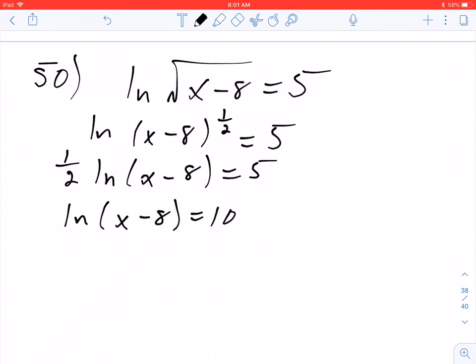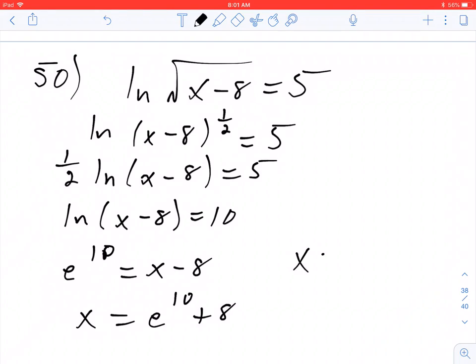Now from there, we convert it into exponential form. So that's going to be e to the 10th equals x minus 8. And then we add 8 to both sides, and so we get x equals e to the 10th plus 8.